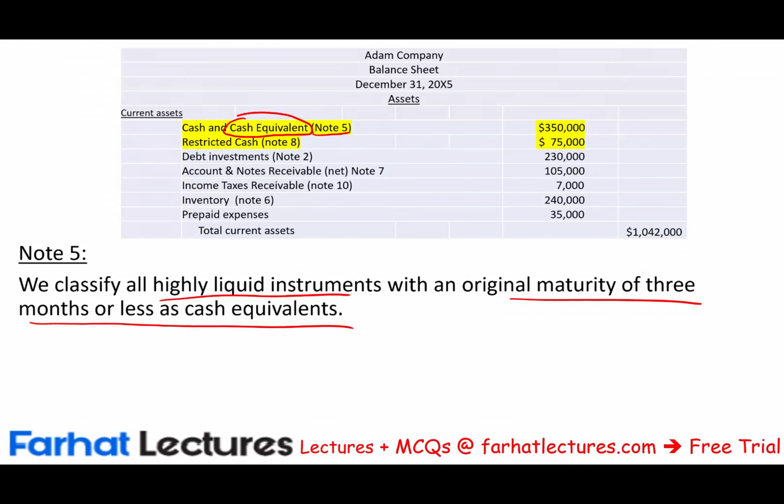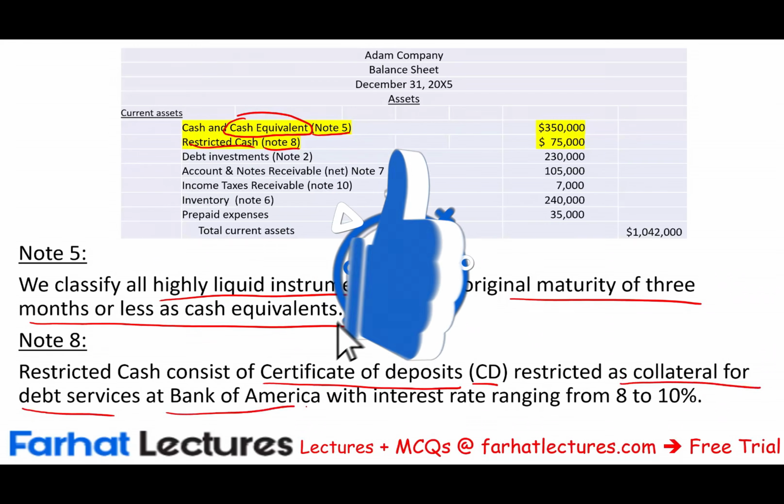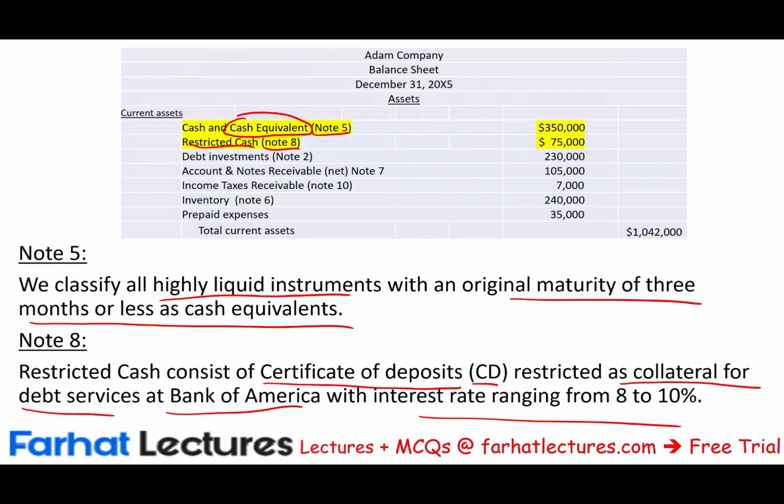Then we have some restricted cash, which is Note 8. If we look at Note 8, it says restricted cash consists of a certificate of deposit, CD, and this CD is restricted as collateral for debt services at Bank of America with interest rate ranging from 8 to 10%. So we have a loan at Bank of America, and they want us to keep $75,000 restricted cash as collateral for that loan. Therefore, this amount, the $75,000, will be listed separately.